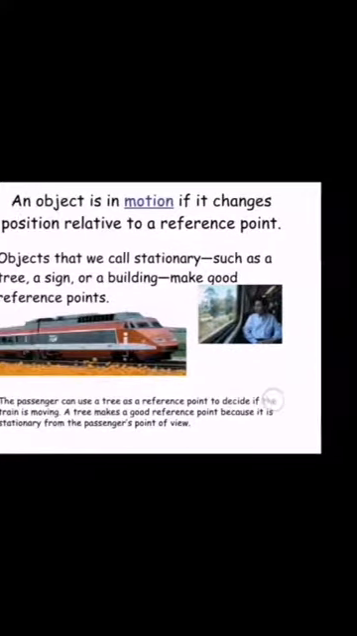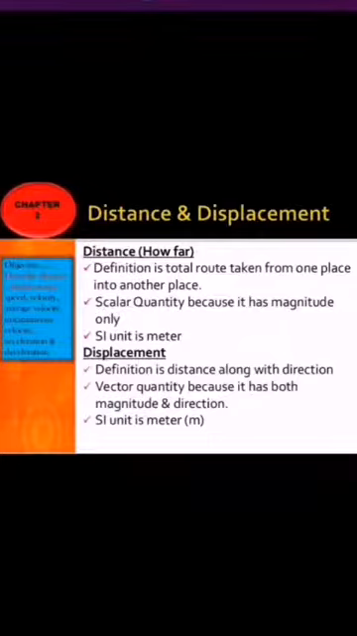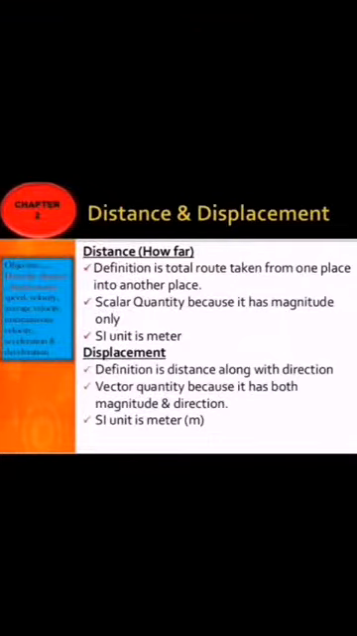Now let's move to our main topic, that is distance and displacement. In order to describe speed and velocity we must have proper knowledge about distance and displacement. So what is distance? Distance is the total route taken from one place to another. It is the total route of the journey, or simply we say, the length of a path between two points is called distance.